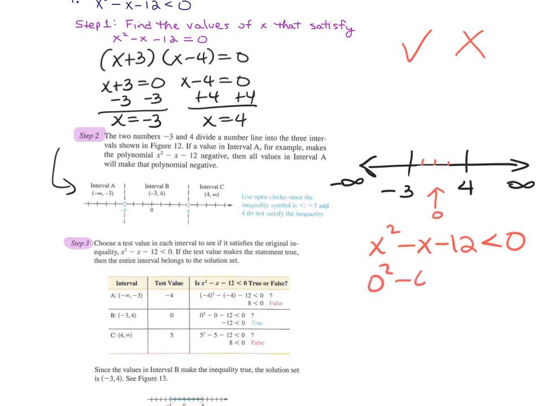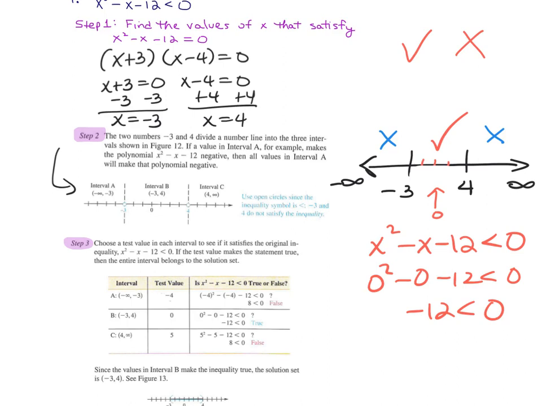0 squared minus 0 minus 12 less than 0. -12 less than 0. Is this true or false? It's true. So the section in my intervals where the 0 is gets a check mark. Then these other two intervals get X's.